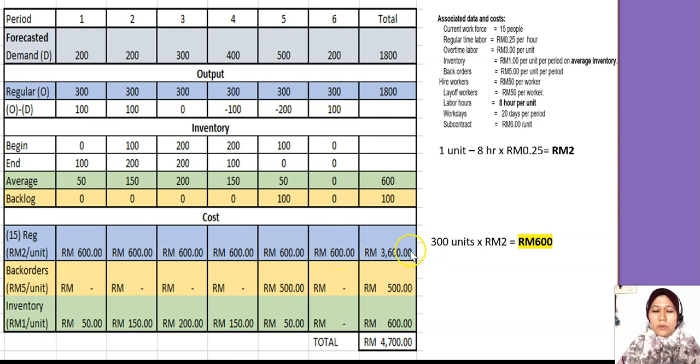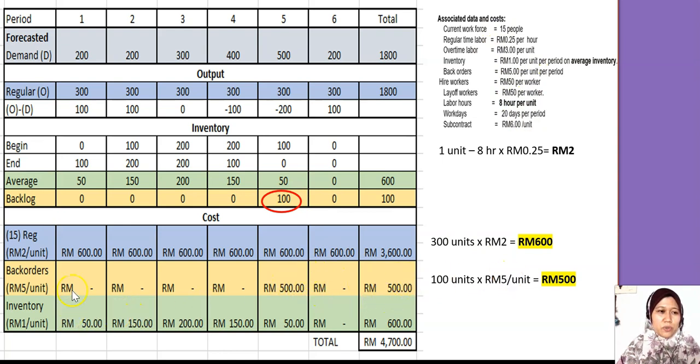So you add up, you get 3,600. Then for back orders, you check the backlog. So backlog only this, you have debt here, and then it costs about RM5 per unit, so 100 times RM5, you have RM500, sum here.